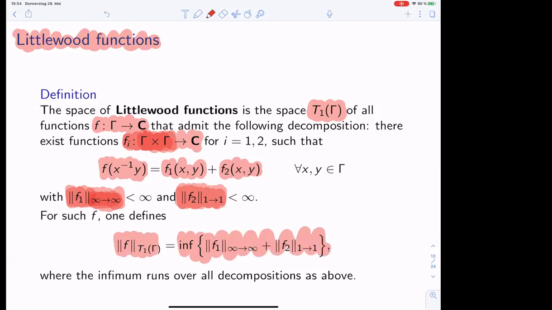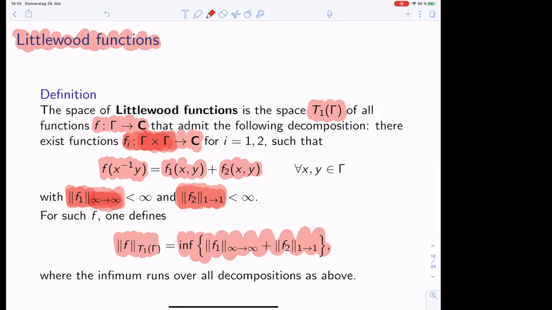So we define this T1 norm now exactly as the infimum over all the sums of the norms that we can achieve in this decomposition. So it's some interpolation of norms that you can put on the kernels, and then you restrict to the equivariant operators. So that's another way of seeing this space of operators.